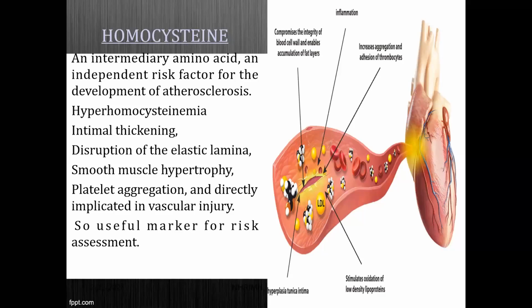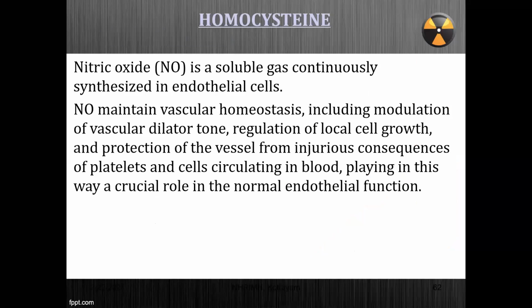So what does this do? Nitric oxide is synthesized in the endothelium layers. So what does this homocysteine do? This homocysteine interferes with the nitric oxide. What does this nitric oxide do? Actually, it helps the endothelium and also helps in vascular dilator tone, regulation of local cell growth, and protection of the vessel wall. The heart blood vessel wall is there. Nitric oxide will protect it. Homocysteine competes with the nitric oxide and ultimately it damages the endothelium.